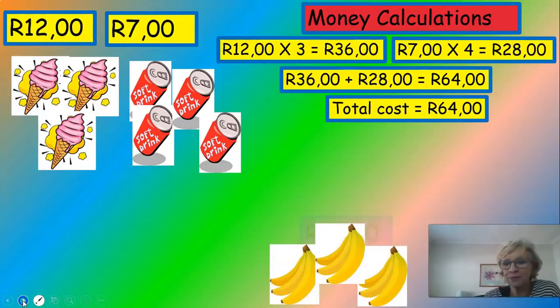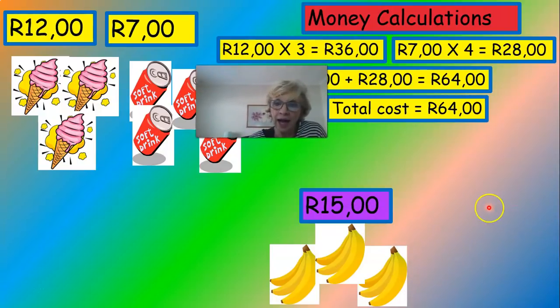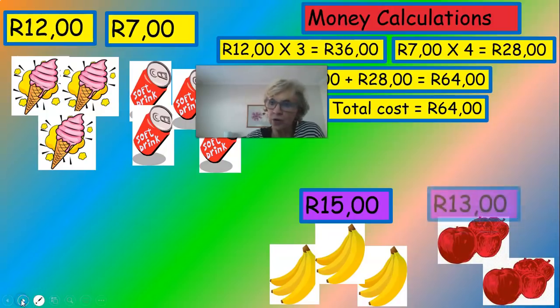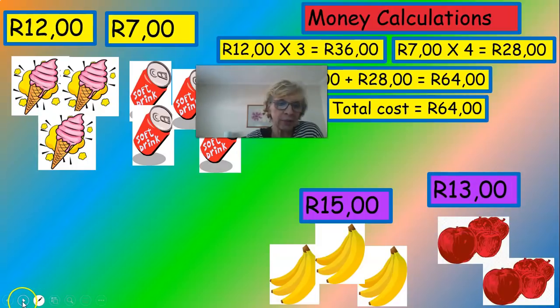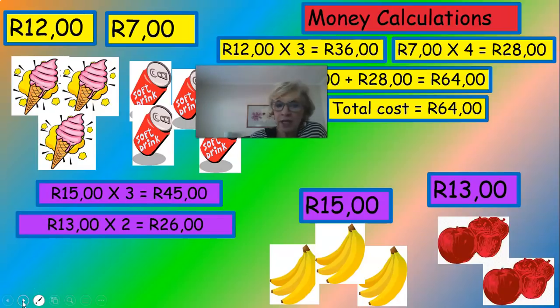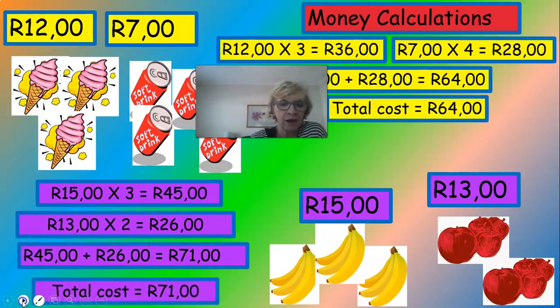Then I go shopping the next day, and this time I have got 3 bunches of bananas, and they each are 15 rand. And I have 2 little packets of apples, and those are each 13 rand. So let's calculate our bananas first. Obviously, 15 times 3 is 45. Good. We've counted in 15s before. 13 times 2 is 26 rand for my apples. But if I add them up together, 45 plus 26, 71 rand.